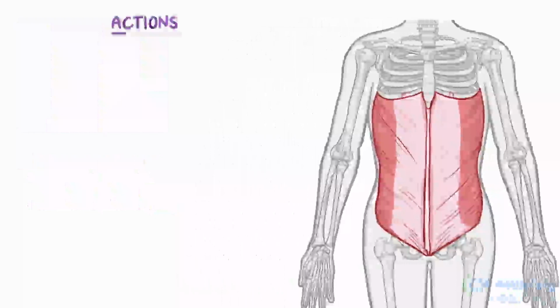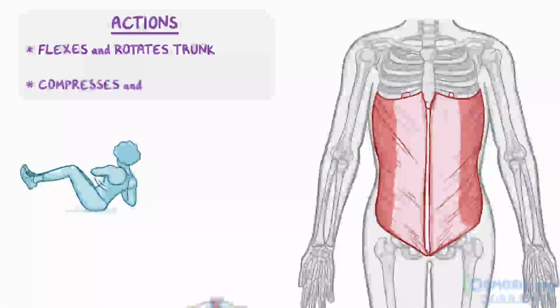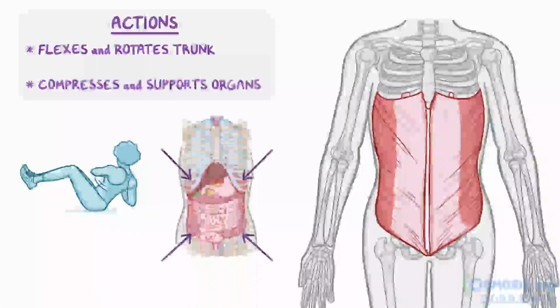The external oblique flexes and rotates the trunk, like when you're doing those Russian twists at the gym. It also compresses and supports the organs within the abdominal cavity, particularly during expiration.